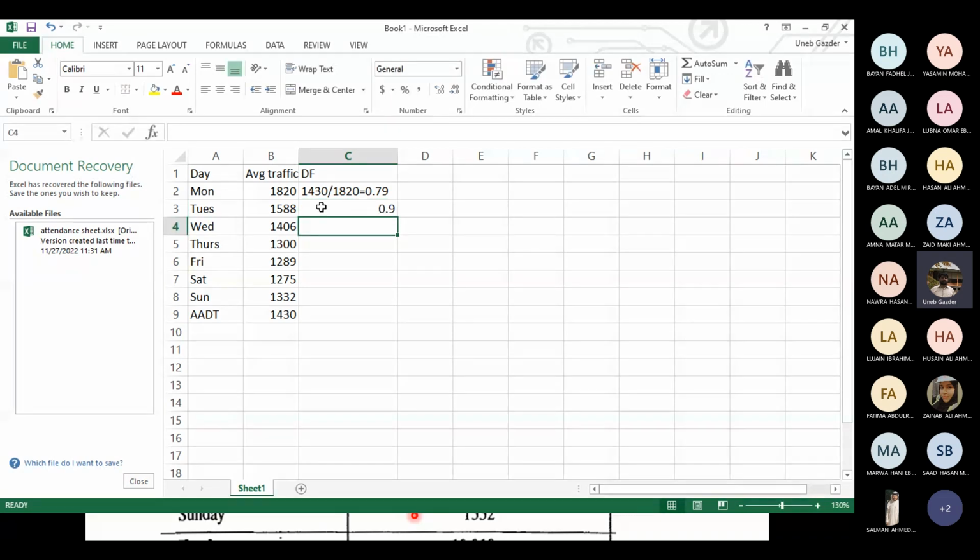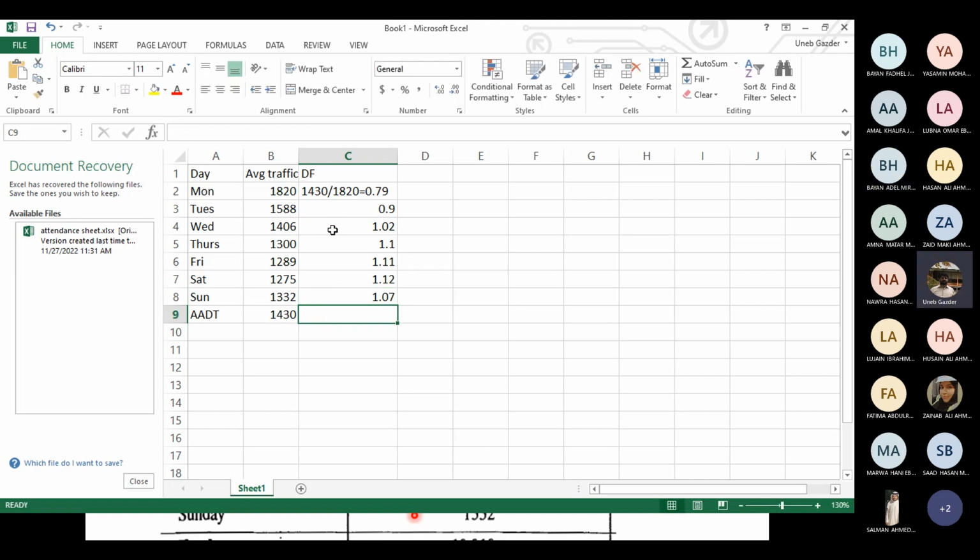So in this case, AADT will remain the same. You just divide by the traffic of Tuesday. Okay, go ahead. 1.02. 1.10. 1.11. 1.12. 1.07.